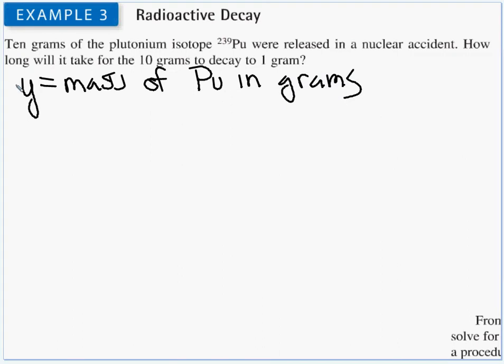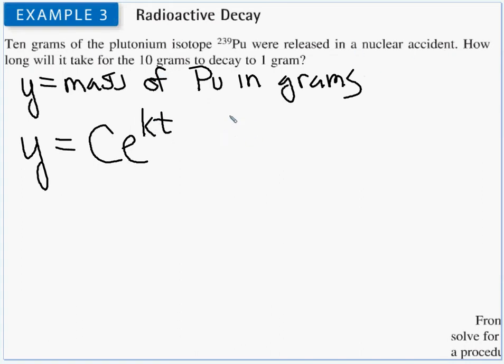And we know from the previous slide about radioactive decay that the decay is proportional to the amount. So we can use our formula, y equals ce to the kt. Now they did give us some points.